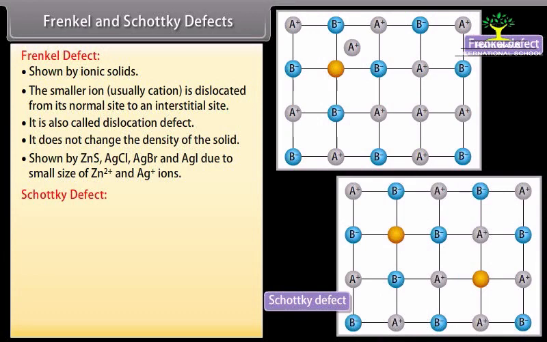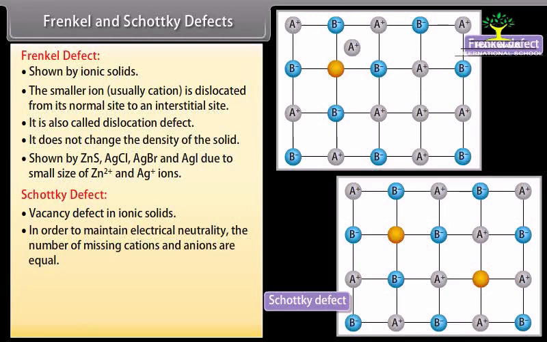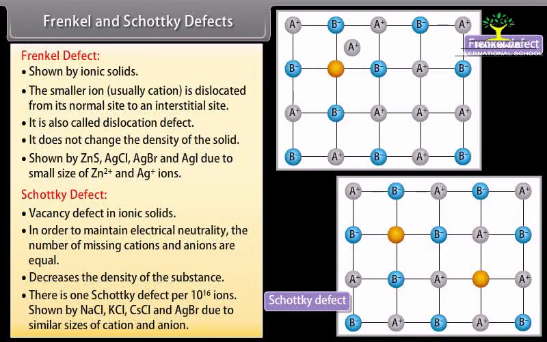Schottky defect is a vacancy defect in ionic solids. In order to maintain electrical neutrality, the number of missing cations and anions are equal. It decreases the density of the substance. There is one Schottky defect per 10^16 ions. It is shown by NaCl, KCl, CsCl, and AgBr due to similar sizes of cation and anion.